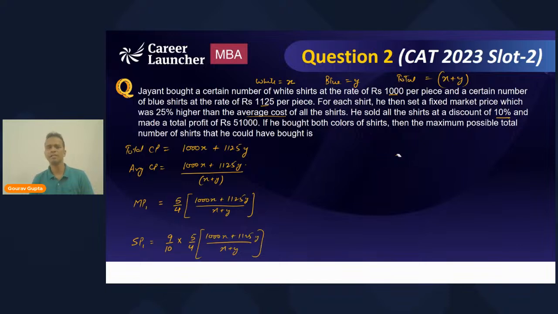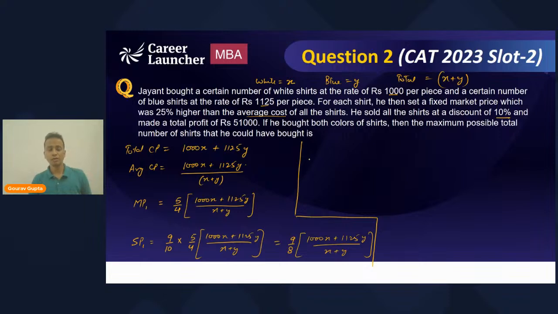Now we can simplify this. We can cancel out the common factors. So the selling price of each shirt will become 9 upon 8 times (1000x plus 1125y) upon (x plus y). Okay, this is the selling price of one shirt. I'll put it aside.